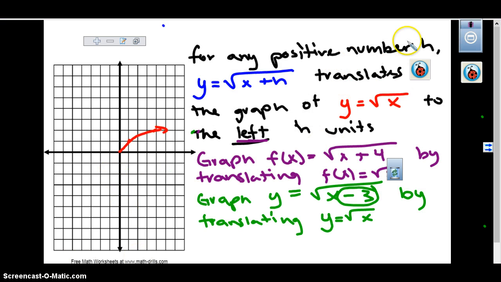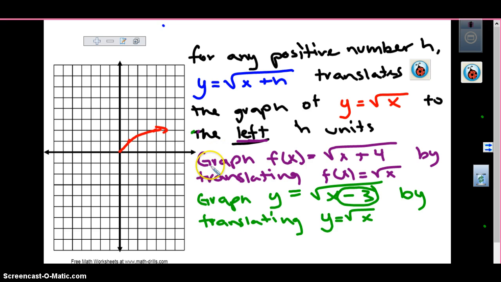For any positive number h, y equals the square root of x plus h translates the graph of y equals the square root of x to the left h units. So if it has a plus a number inside the radical, we're translating to the left. If it has a minus a number inside the radical, we're translating to the right.